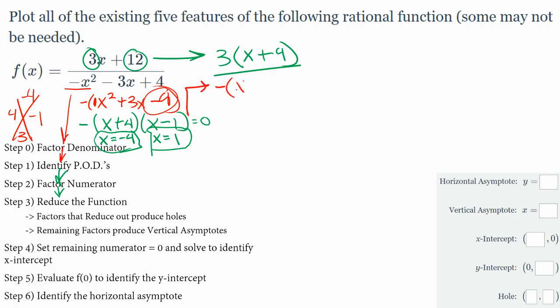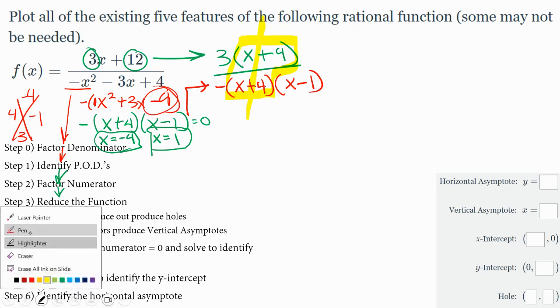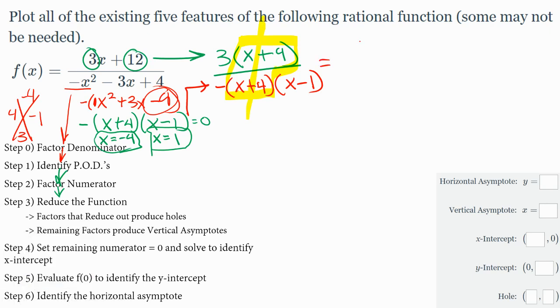Negative times x plus 4 times x minus 1. And then we have our x plus 4 in common in the numerator and denominator, the binomial. So I'm going to divide that out, reduce it out, so that I can have 3 on top over negative x minus 1 in my denominator.